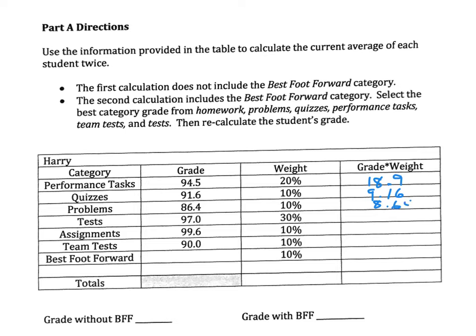8.64, another 10% category. 30% is 3/10, so 9.7 times 3 is 29.1. You can use a calculator for these too, if you're not catching my drift here. 10% of 99.6 is 9.96, and 10% of 90 is 9.